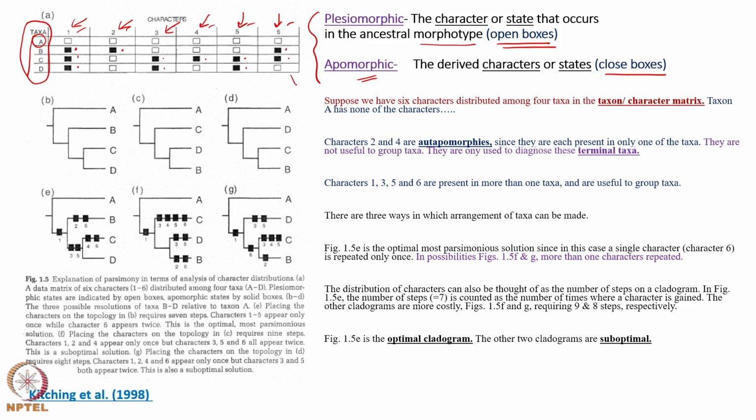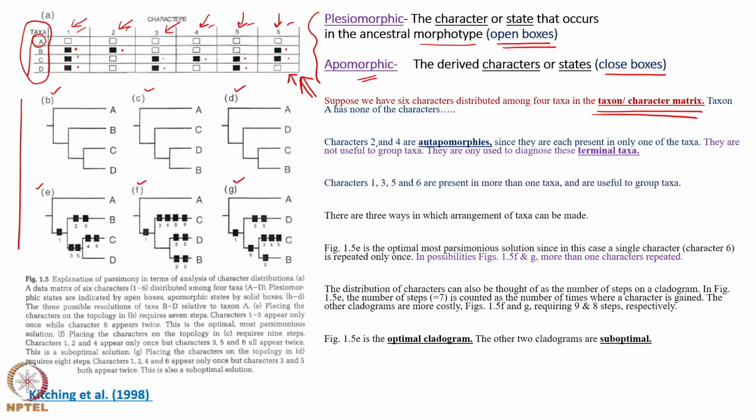This is the information a paleontologist can gather. Now, the question is, how do we do the grouping? These are the 3 possible groupings presented. To do that, one has to visualize different ways of assigning the characters. So, we are basically moving from the taxon matrix or the character matrix, this matrix, towards the cladogram.